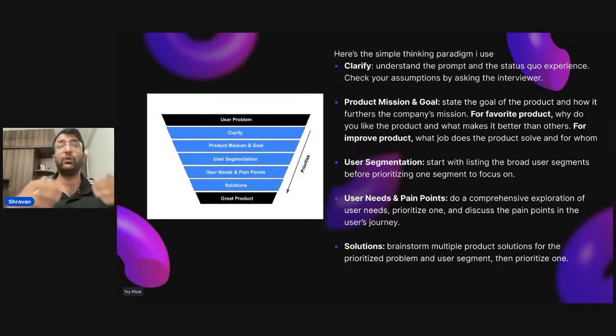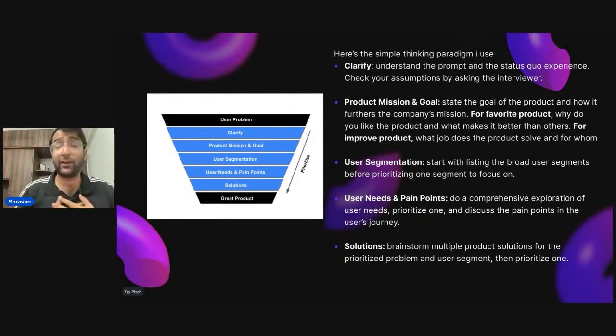So based on that, you decide the company's goal. Okay, my goal is to navigate through these pain points and build something which is valuable for the user. So first of all, I will clarify what I want to build. Second is, what is my product mission and goal? Third is, then I will segment, because I cannot build for everybody. I told you in the last lecture that you only build when you can define the problem narrowly initially.